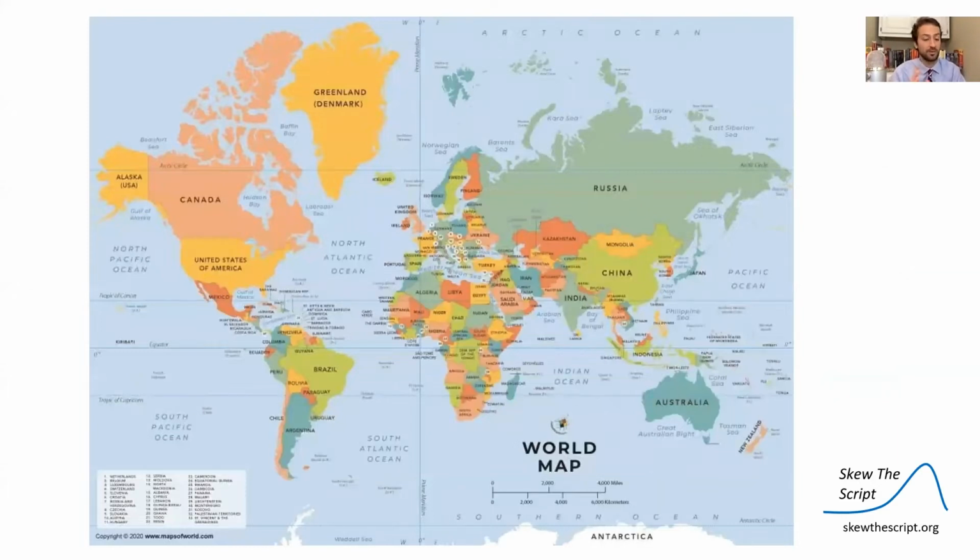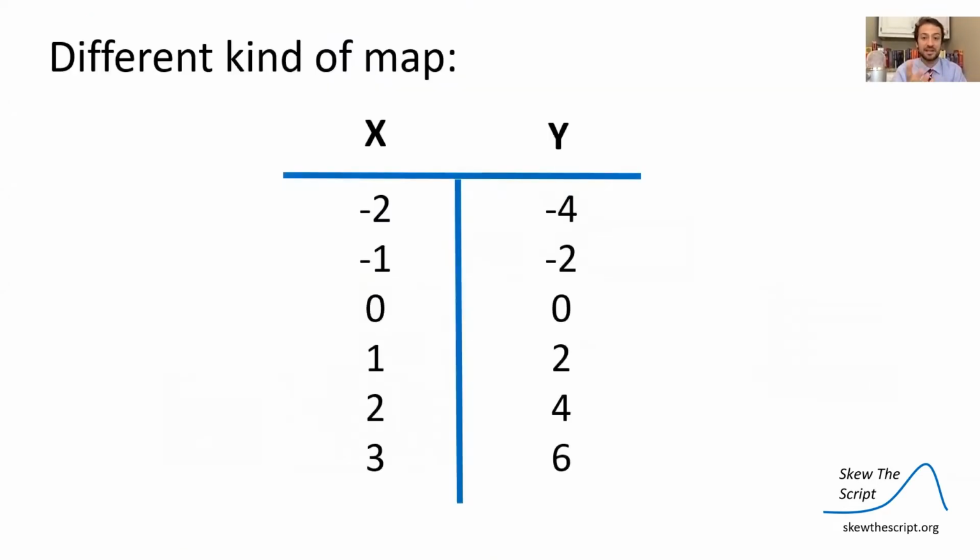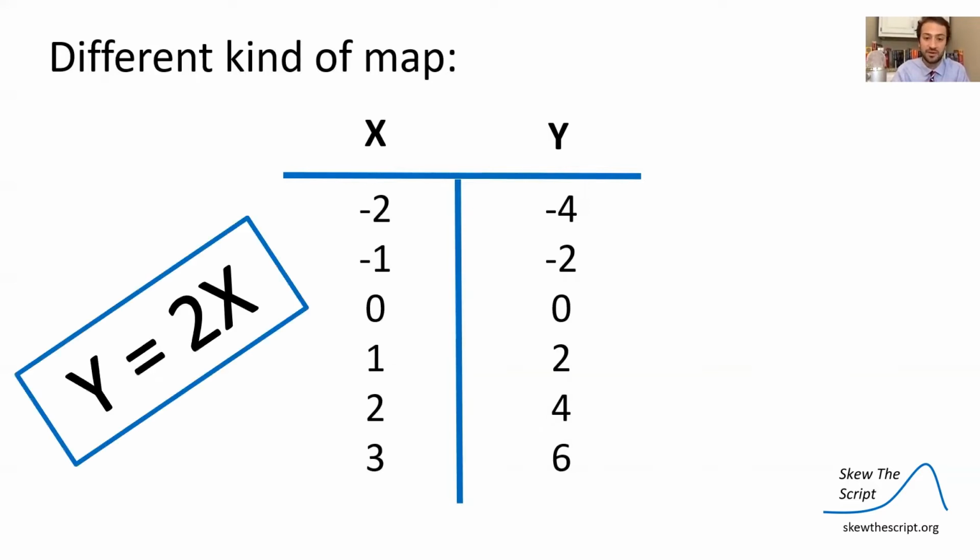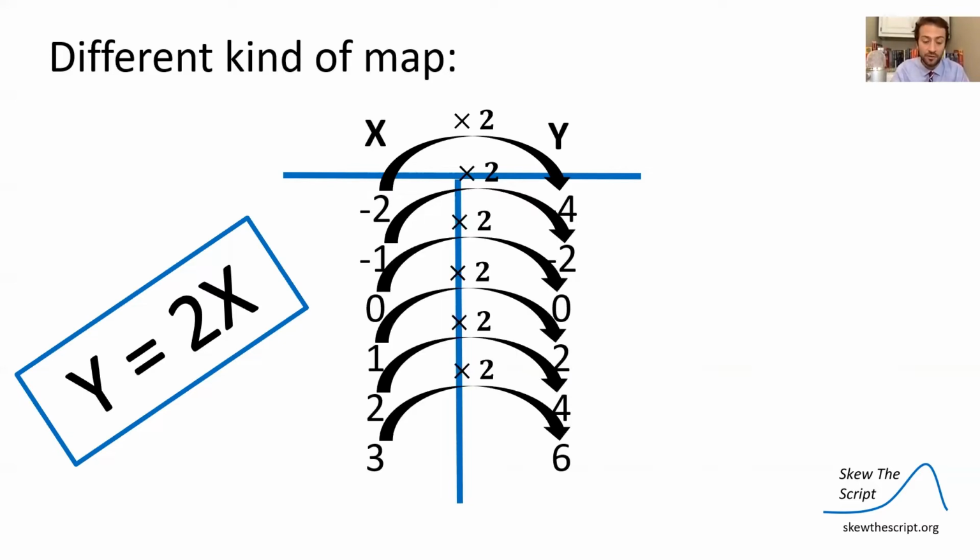Here you see probably a familiar sight, a world map with the various countries, a pretty good map. And this here is a different kind of map. We have two columns, an X column and a Y column. Each row has various numbers. Specifically, a more succinct way to represent this function would be Y equals 2X. The reason why is because if we take each X term, multiply by 2, we get to the Y term. For example, -2 times 2 is -4, -1 times 2 is -2, and so on for the rest of the values.